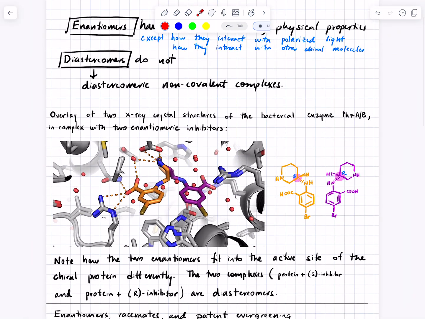All right, so enantiomers will fit into the active site of a protein differently, and that will have different consequences. In this case, it's just a difference in binding constant. One enantiomer binds more tightly than the other.